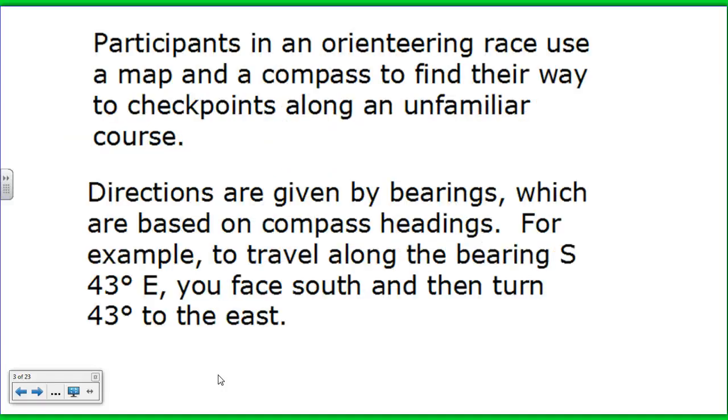So one thing we need to know is how orienteering works. So let's think about this. Participants in an orienteering race use a map and a compass to find their way to checkpoints along an unfamiliar course. Directions are given by bearings, which are based on compass headings. For example, to travel along the bearing south, 43 degrees east, you face south, straight south, and then you turn 43 degrees to the east.